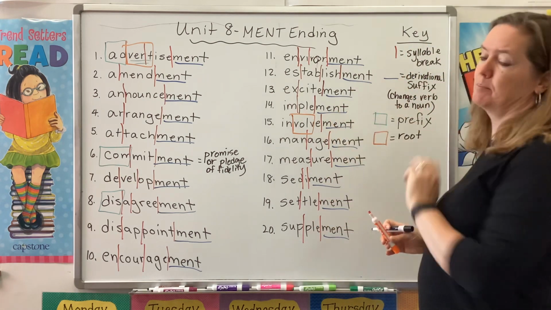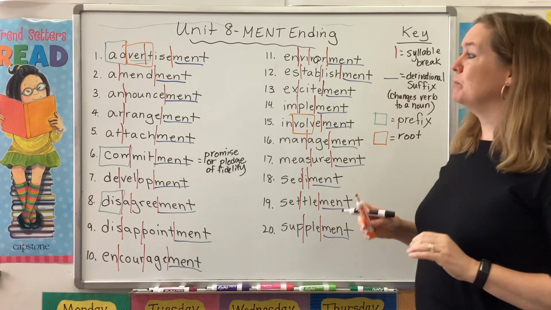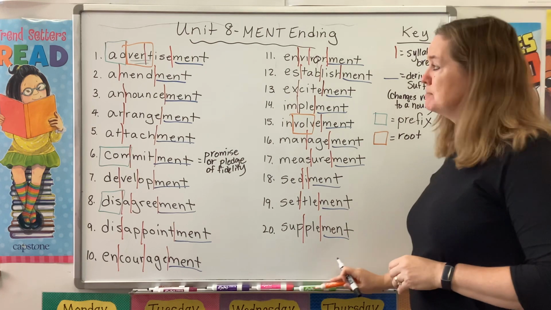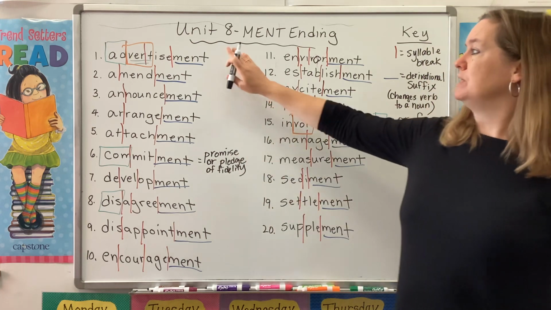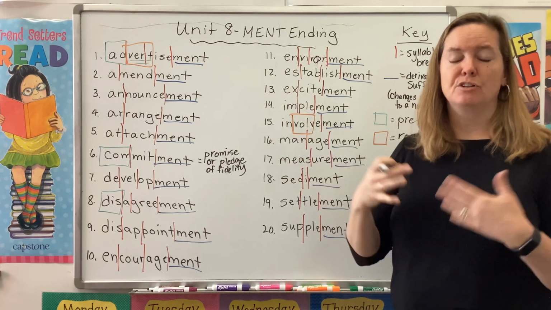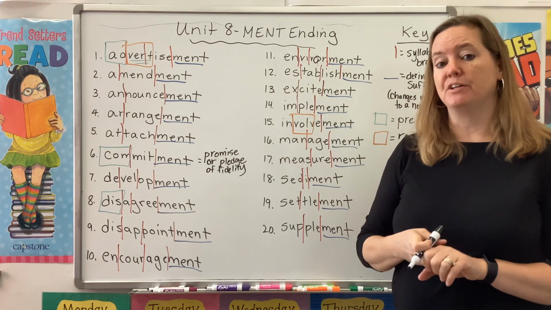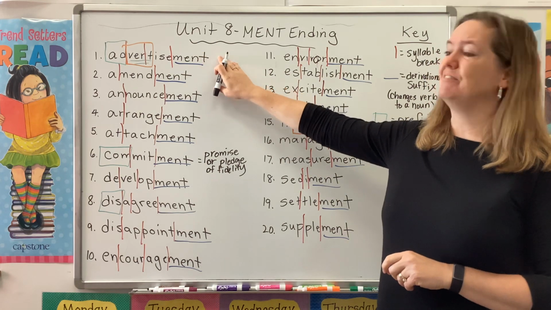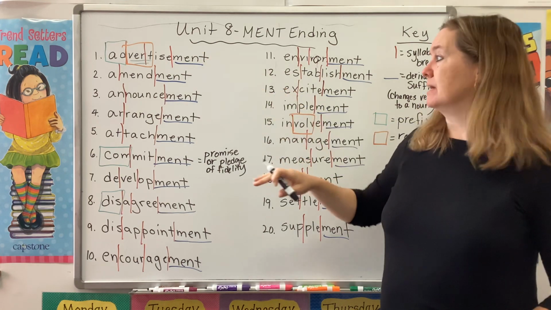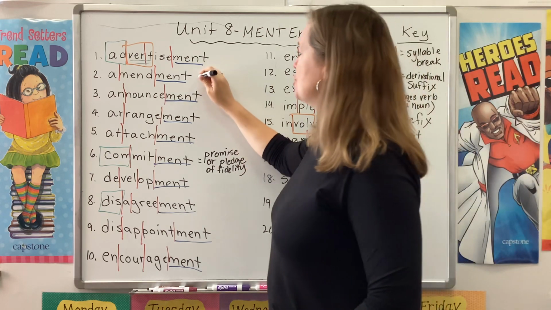That's all I wanted to talk about with word parts today, but we do have some great vocab. So let's make sure we know what the words mean. We talked about an advertisement. It could be something in a newspaper, it could be an ad on TV or on your computer, but it's trying to convince you to buy something. An amendment is a change.